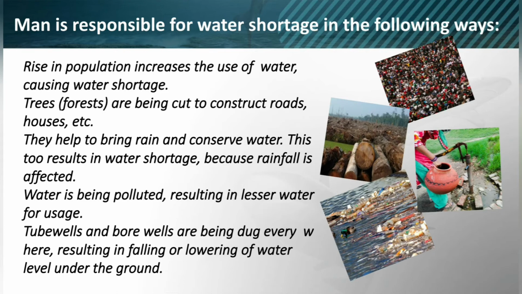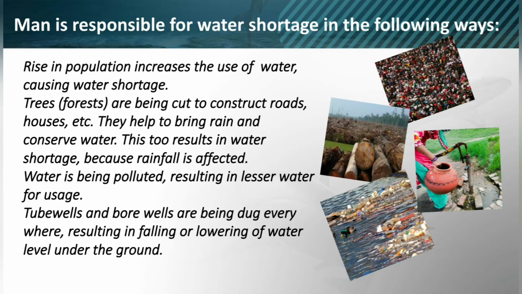So students, because of water pollution, we are unable to use the water which is polluted. Next point is tube wells and bore wells are being dug everywhere, resulting in lowering of water level under the ground. Because we have a shortage of water, we are using the underground water also by digging tube wells and bore wells. Because of that, the underground water level is also falling. So these are some reasons why we are facing the water shortage.